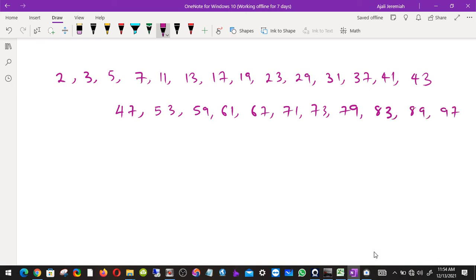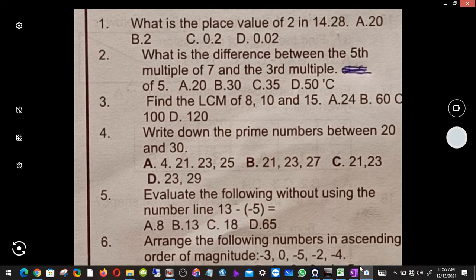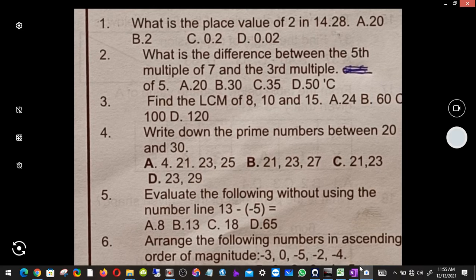Okay, so those are the prime numbers from 1 to 100. And it's okay that we know it this way. But the question is demanding that we get the prime numbers from 20 to 30. So what are the prime numbers from 20 to 30? 23 and 29. So between 20 and 30, the prime numbers are 23 and 29, right? Yes, sir. And that's option what? D. Option D.